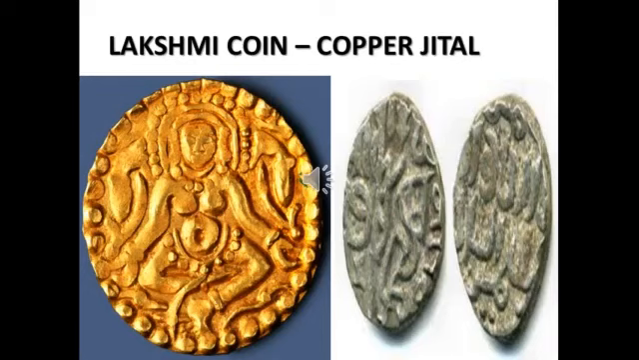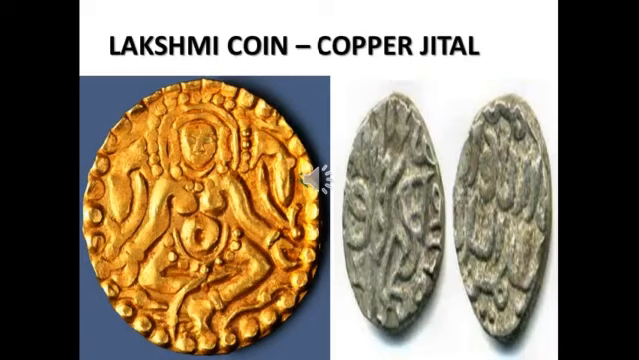Then apart from that, the copper jetals, copper coins, are available for the study of the period of the Delhi Sultans. The silver tanka introduced by Iltutmish, Alauddin Khilji's gold coins, and Muhammad bin Tughlaq's copper token currency are indicative of coinage as well as the economic prosperity or otherwise of the country at the time.